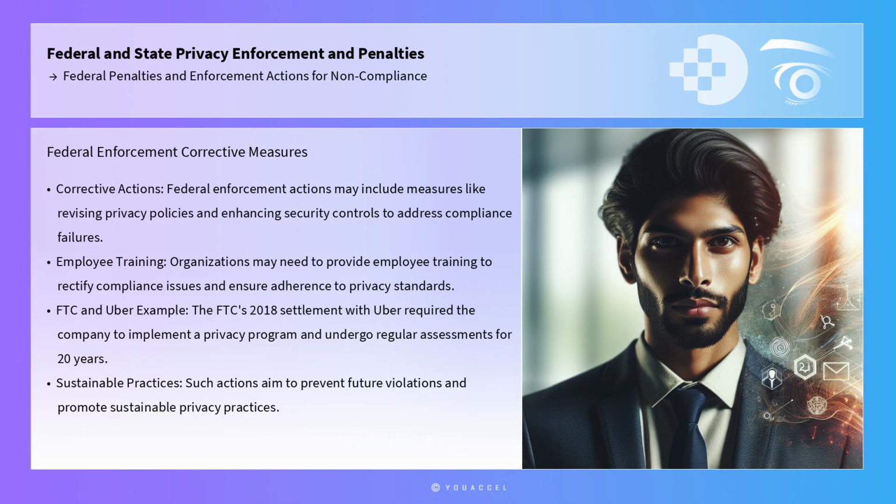In addition to penalties, federal enforcement actions can include corrective measures that organizations must implement to address compliance failures. These measures may involve revising privacy policies, enhancing security controls, and providing employee training. For instance, the FTC's settlement with Uber in 2018 required the company to implement a comprehensive privacy program and undergo regular independent privacy assessments for the next 20 years. Such corrective actions aim to prevent future violations and promote sustainable privacy practices.